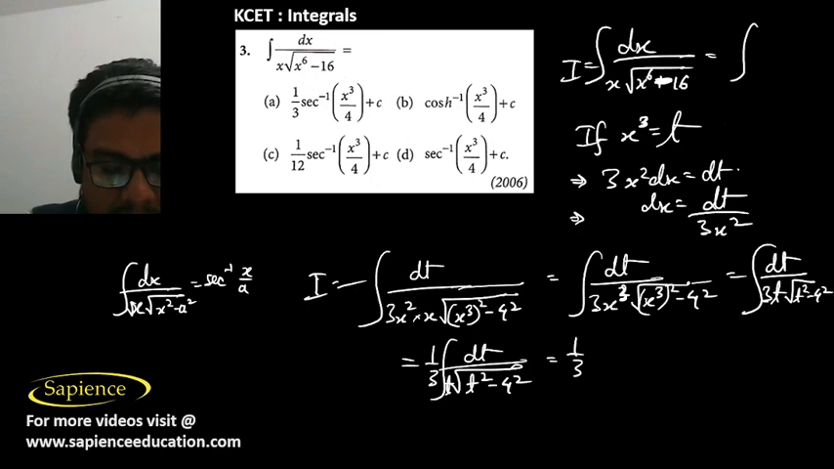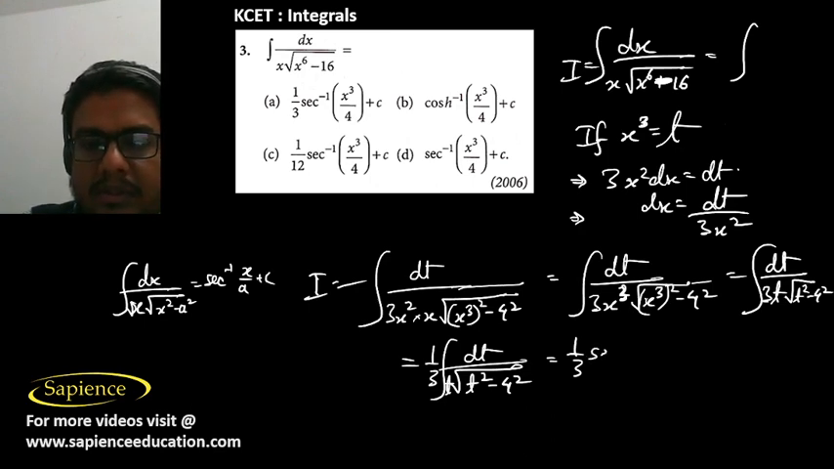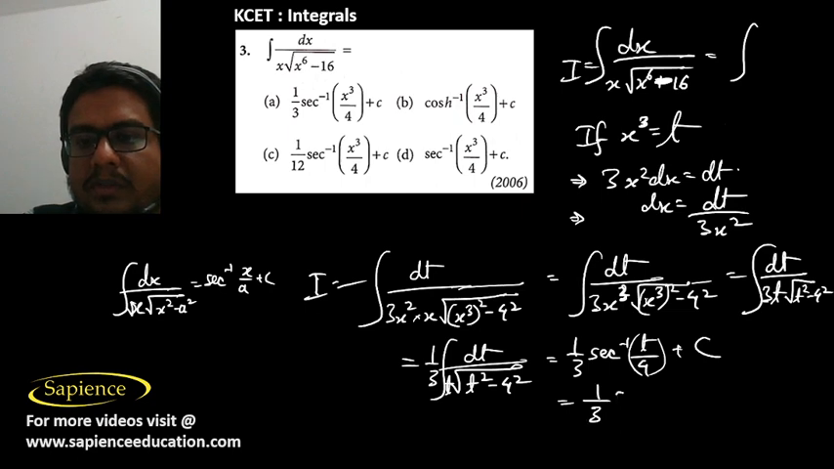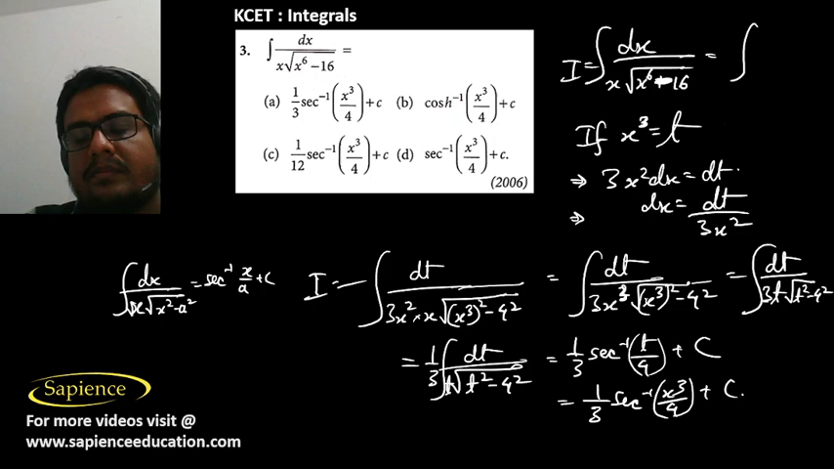So this is sec inverse x by a plus c. So this will also be 1 by 3 sec inverse t by 4 plus c. So t is x cube, so this will be 1 by 3 sec inverse of x cube by 4 plus c. So it means that option A is the correct answer.